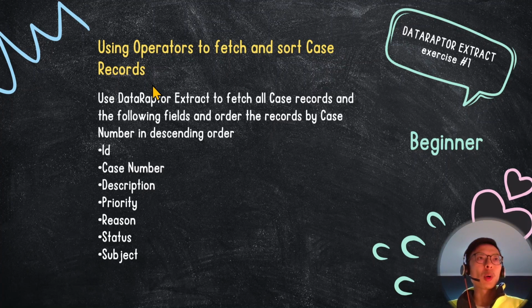In this example here, we'll be using operators to fetch and sort case records using DataRaptor Extract. And we'll be ordering the records by case number in descending order. So it's very similar to the first exercise that we did for DataRaptor Turbo Extract, but this time around, we will be using DataRaptor Extract to carry out this task.